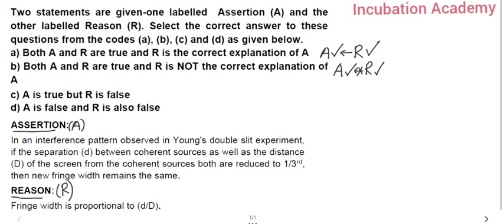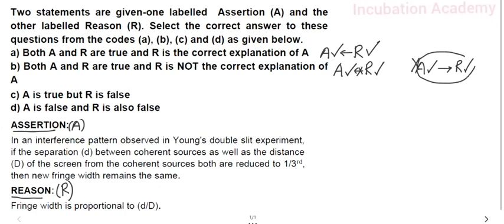The relation that R is the correct explanation of the assertion is not satisfied. No relation. Okay, I am talking about A is correct, R is also correct, and A is the correct explanation of R. This option is not given here.